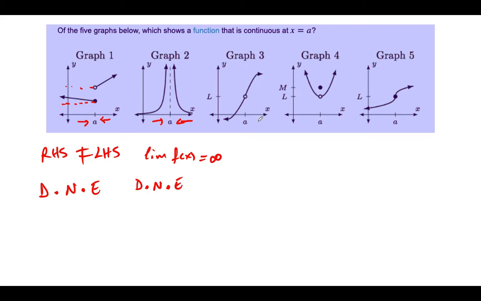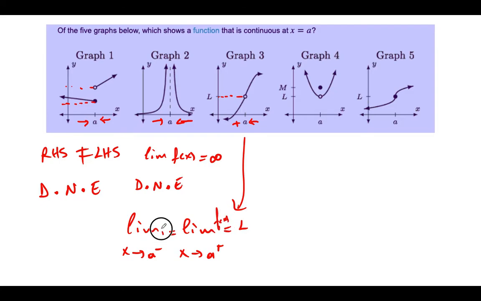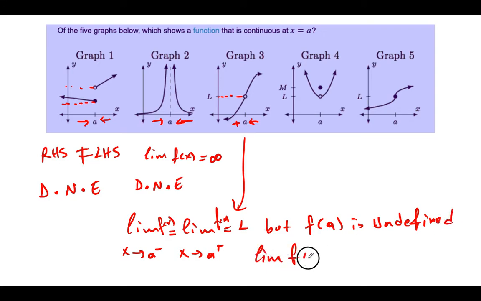And at this point, when we approach the number a from the right side, the limit is L. From the left side, the limit is L. So let me write here, the limit as x approaches a minus is equal to the limit as x approaches a plus, which is equal to L for the given function f(x). Here there is f(x), here there's f(x). But f(a) is undefined. So the definition says that the limit must exist when x approaches a, and this must be equal to f(a). So for that reason, this function is not a continuous function.